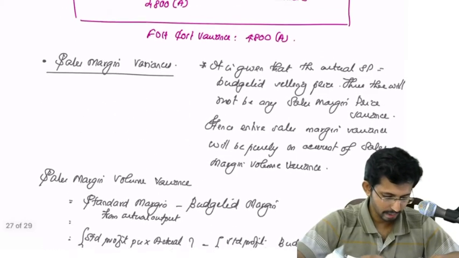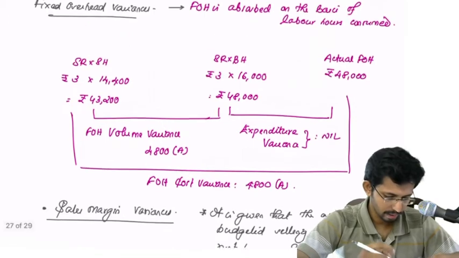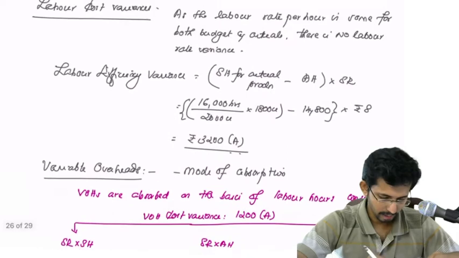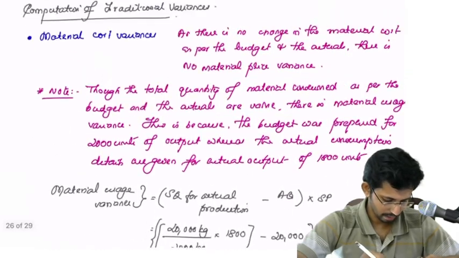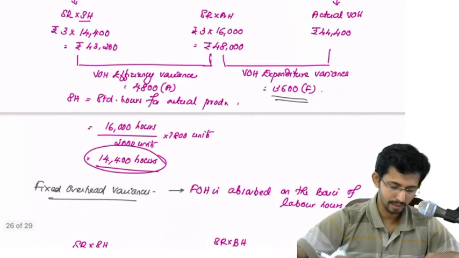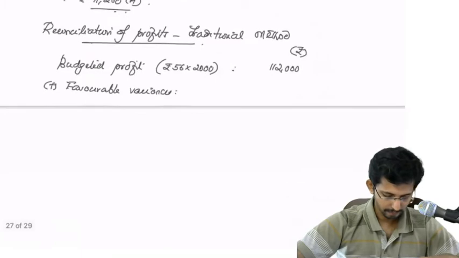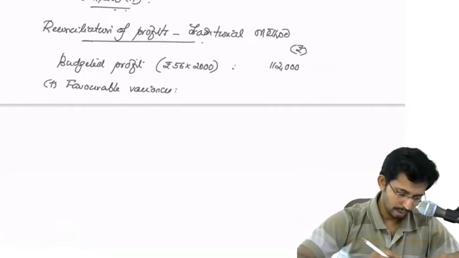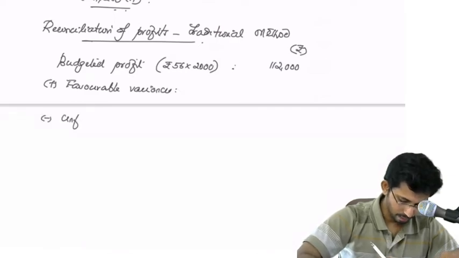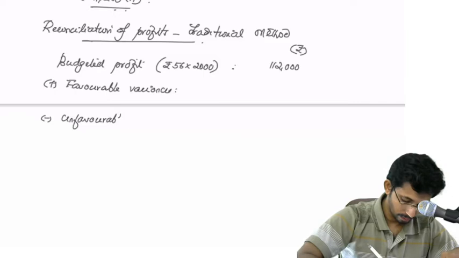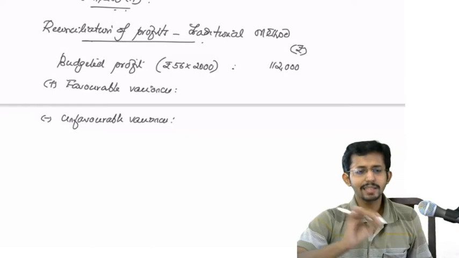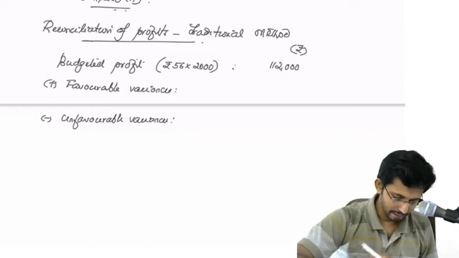Adverse, then adverse, then going up, adverse, favorable. This is favorable, then adverse. So the only favorable variance is what? Variable overhead expenditure variance, 3600 F. So favorable variances I will add, and unfavorable variances I will put in negative, for easy understanding. I am taking them one by one.